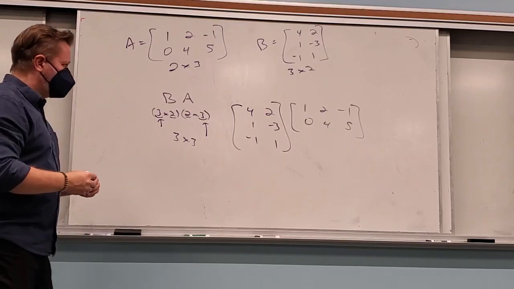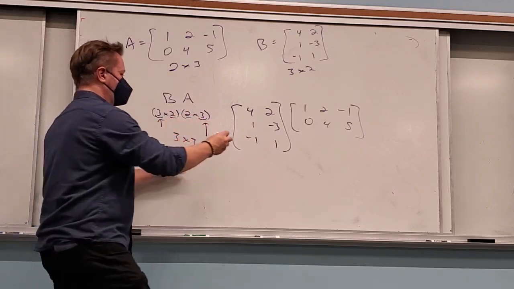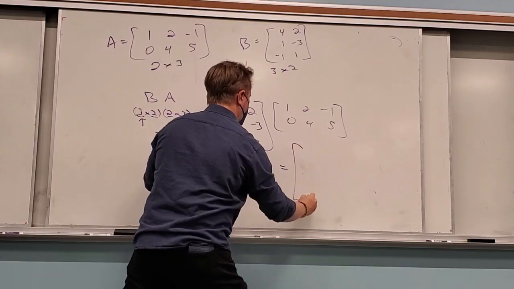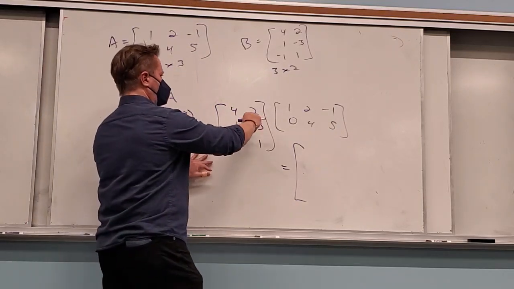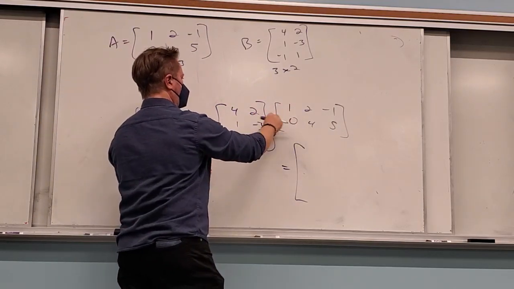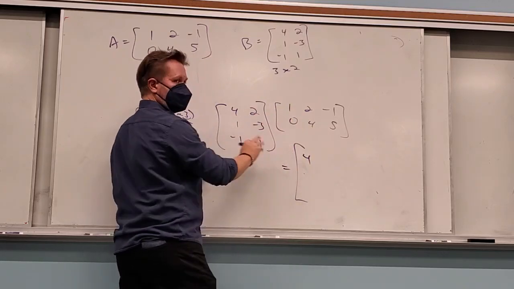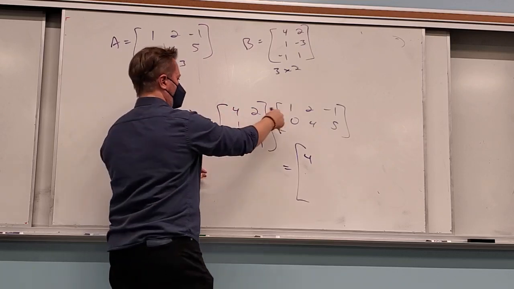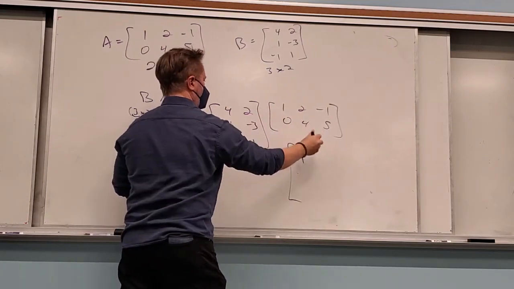And of course, the really, really cool thing is I've given myself no room. But let's see, let's try it right here. All right, so I'm going to have a big answer. So how does this work? I do 4, 2 times 1, 0. 4 plus 0 is 4. First row, first column. First row, second column. 8 plus 8 is 16.